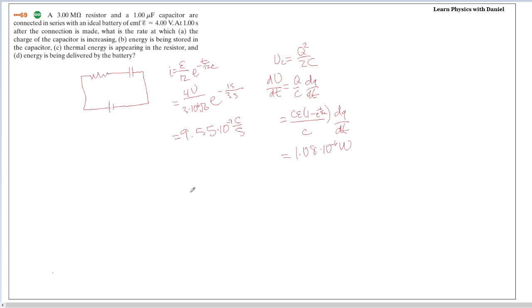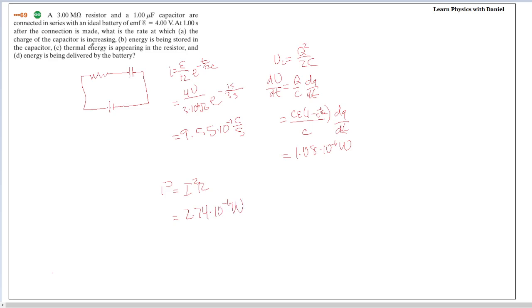So our third rate is the rate at which thermal energy is appearing in the resistor, which is equal to power. This one's pretty simple. We do power equals I squared R. I is, again, dq/dt, and R is R, which they give us. So we plug those numbers in and we end up with 2.74 times 10 to the negative 6 watts.